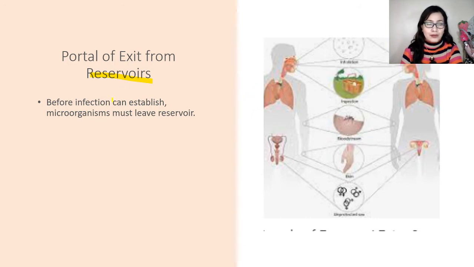For example, you have the Anopheles mosquito reservoir. It carries the malaria parasite but is not affected by it. So, before an infection can establish, microorganisms must leave the reservoir.